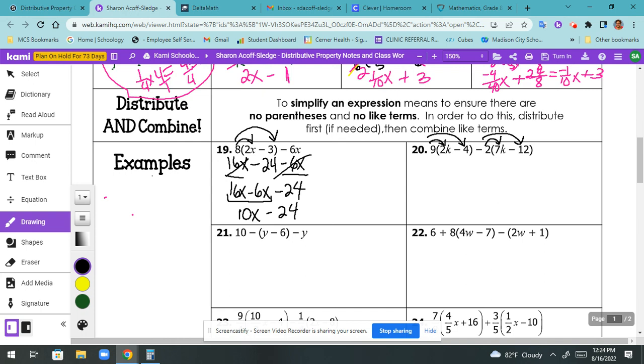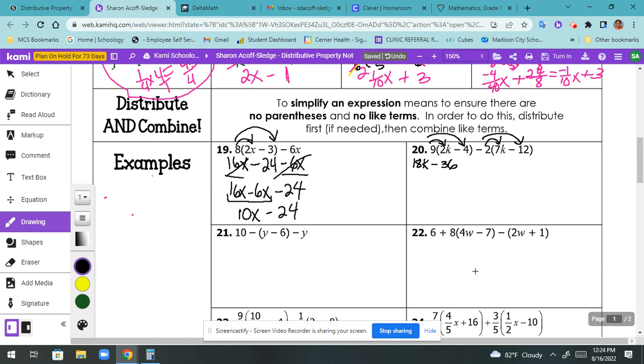All right. So we're going to distribute both of those. Let you tell me what to write. When I distribute this 9 through here, what do I need to write? 18K. What else? Is it just 36 or is it negative 36? Minus 36. Okay.